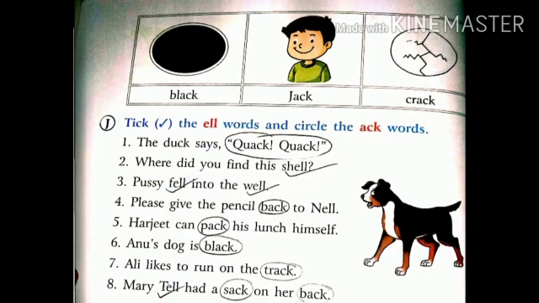Number 5, Harjeet can pack this lunch himself. Children, we have to circle the word pack. Number 6, Anu's dog is black. Children, we have to circle the word black. Number 7, Ali likes to run on the track. Circle the word track. Number 8, Mary Tell had a sack on her back. We have to circle the words sack and back.